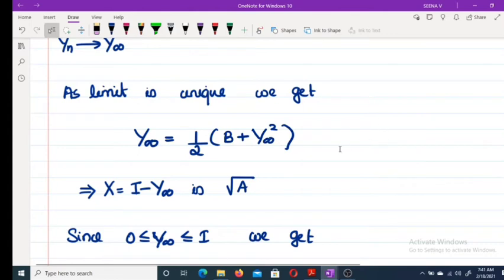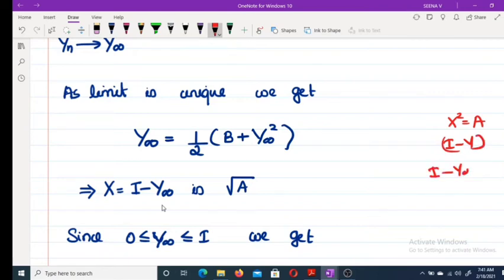So this limit y infinity also satisfies the equation y infinity = 1/2 (b + y infinity squared). Therefore, x = I − y infinity is a solution of x² = a, because I − y is a solution of x² = a. That means (I − y infinity)² = a. That means I − y infinity is equal to root a.